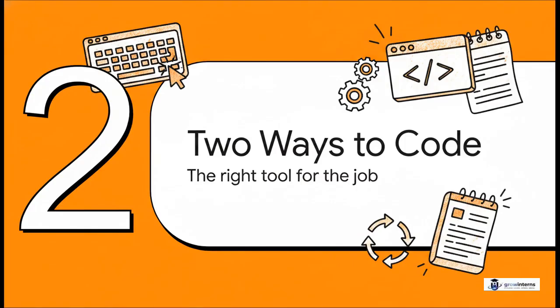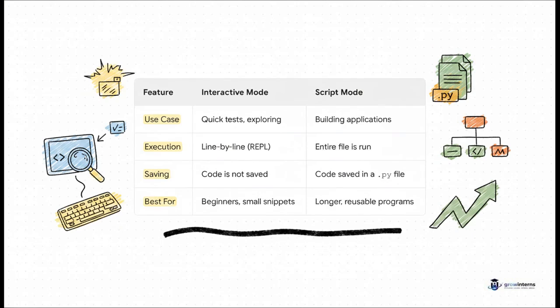There are basically two different ways you'll be writing and running Python code, and it's all about picking the right tool for the job at hand. So on one side, we have what's called interactive mode, or a REPL. I want you to think of this as your coding scratchpad. It's perfect for trying something out real quick, seeing if a line of code works.